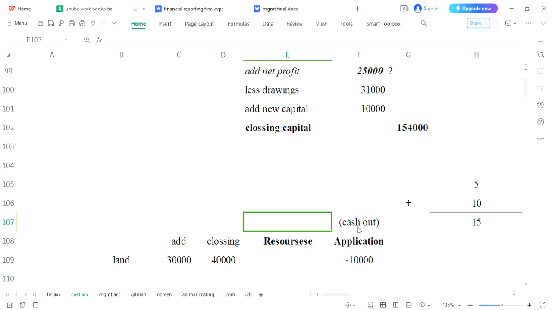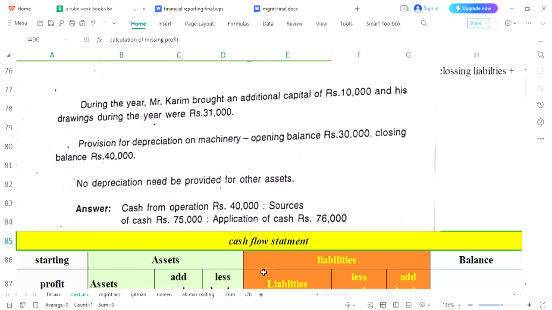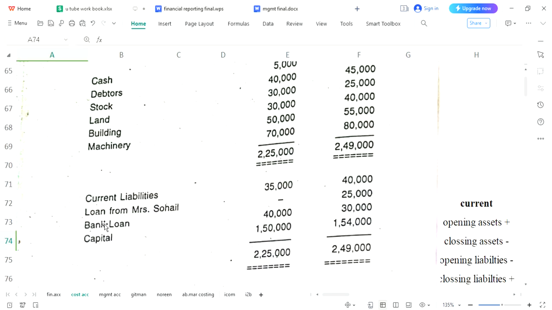Resources mean cash is coming in. Now again understand, this was your starting asset and closing asset. The asset is increasing. How could an asset be increased? When you purchase your asset and pay cash, that is why cash is going out. So land is completed. Now in a similar way we have the next asset, building, 50 and 55.